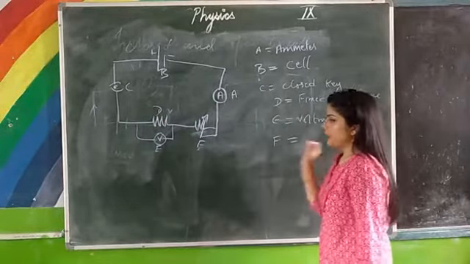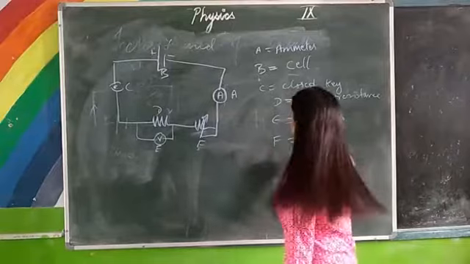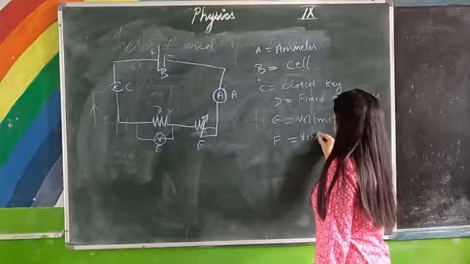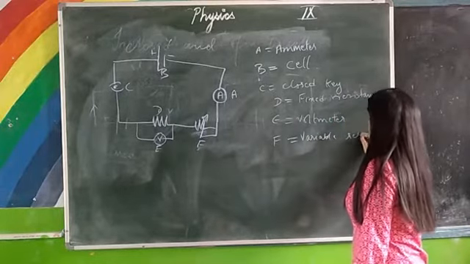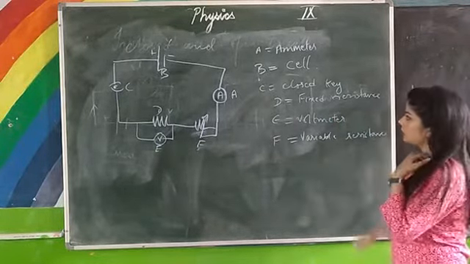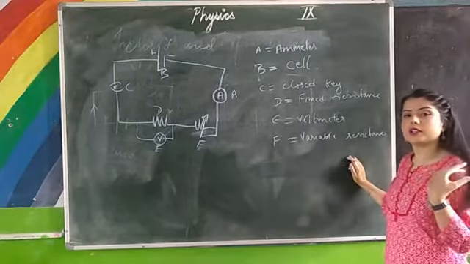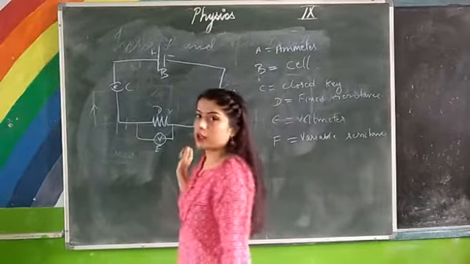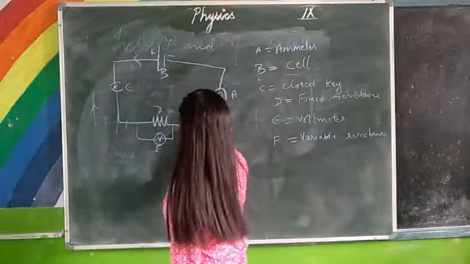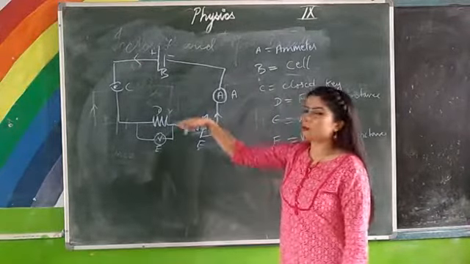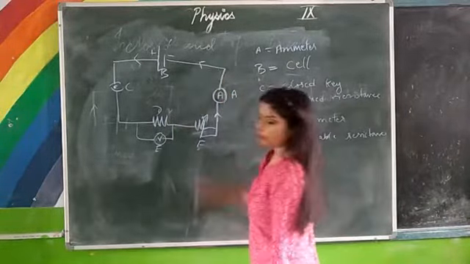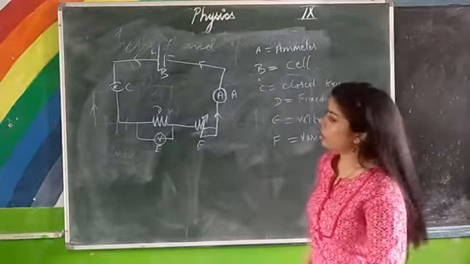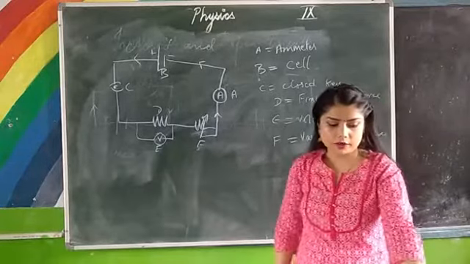The last one is F. F is a resistance with an arrow. It is a variable resistance. So these are the elements that make the circuit, and I have told you the function of all these things. Now, direction of the current. Current flows from positive to negative. Okay? So the arrow shows the direction of the current. I think this is it. This is the function of all these things, and the direction of current.